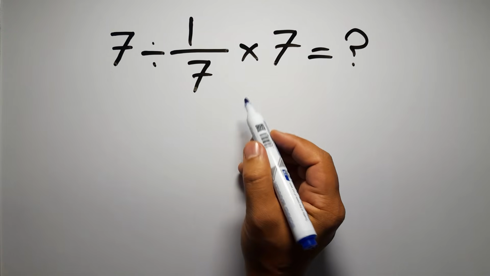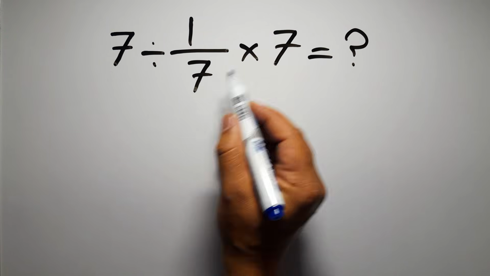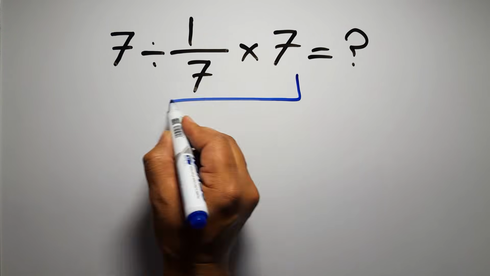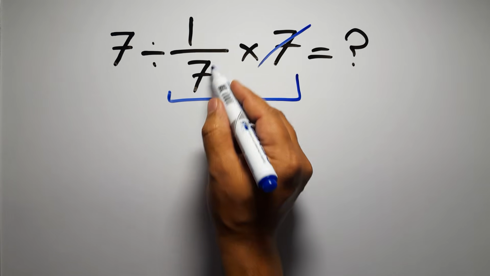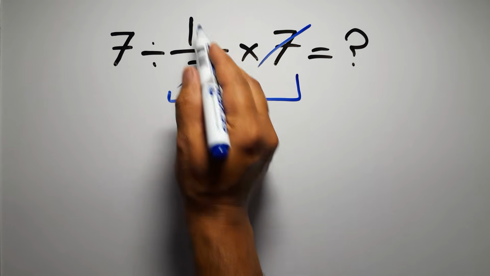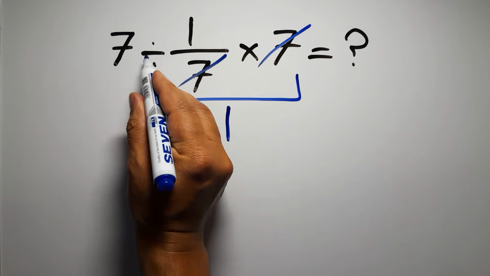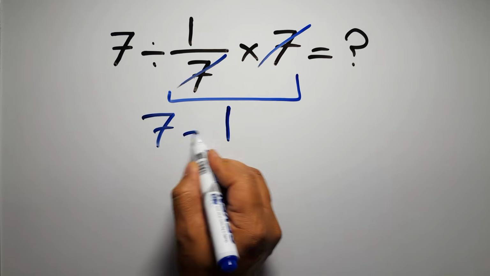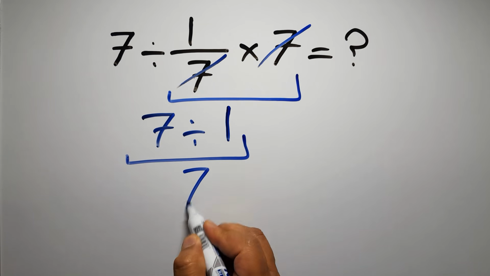First we do this multiplication. 1 over 7 times 7. We can easily cancel this 7 and this 7. So here we have just 1. And 7 divided by 1 gives us 7.